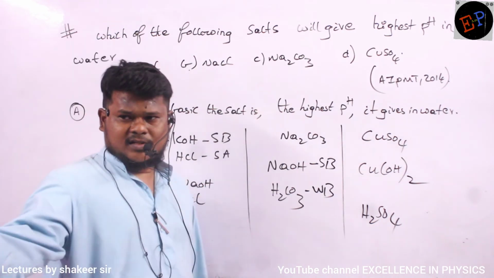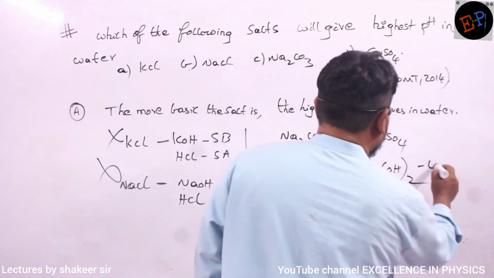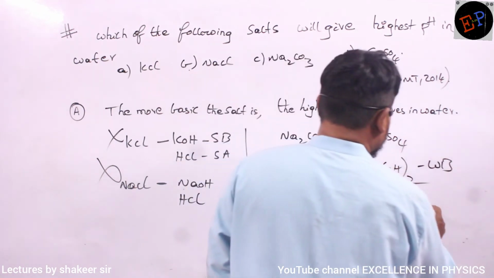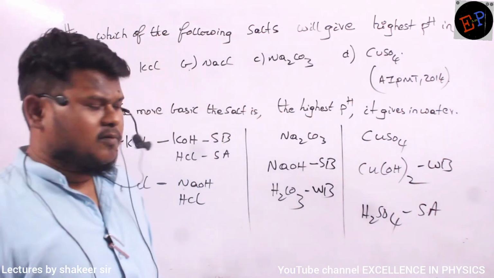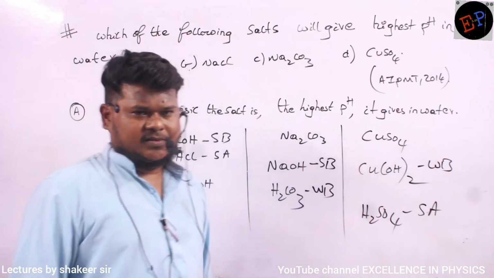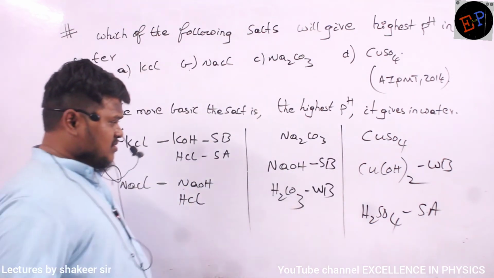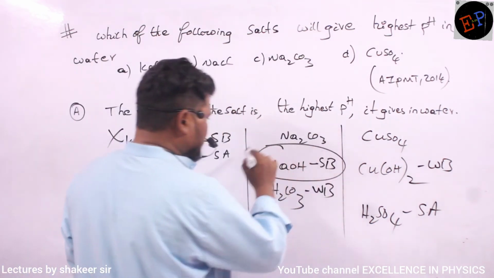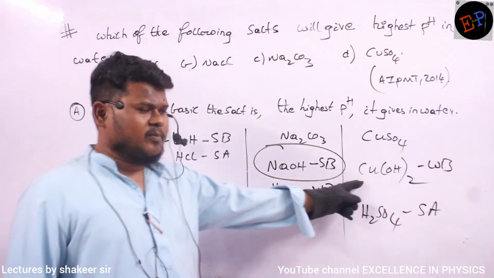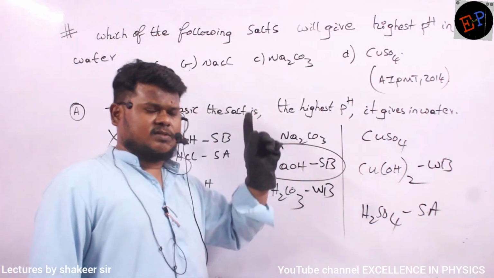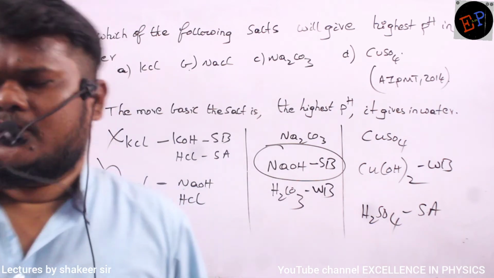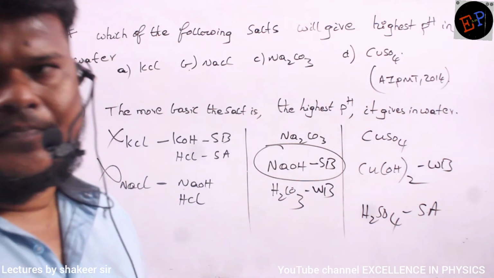Cu(OH)2 is taken twice on the list, so it is a weak base. And this is a strong acid. Now out of them, can you say what my answer is? My answer is the one where there is a strong base. This is a weak base, and this is a strong base. So this will give the highest pH in water. That's all. Are you able to understand?